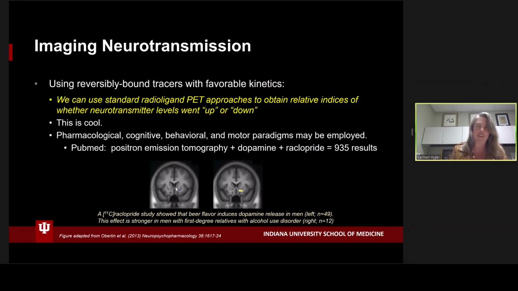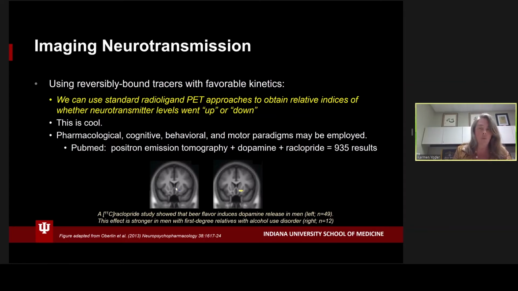But actually, you have to keep in mind that not very many sites can do this work, because you have to have a cyclotron and you have to have a radiochemistry facility. So actually, not that many institutions can do this. What I'm showing you here at the bottom is a typical way of data presentation that you'll find in the literature, which is showing voxels where dopamine was statistically significantly increased in response to a challenge task. And this particular task was presentation of beer flavor.